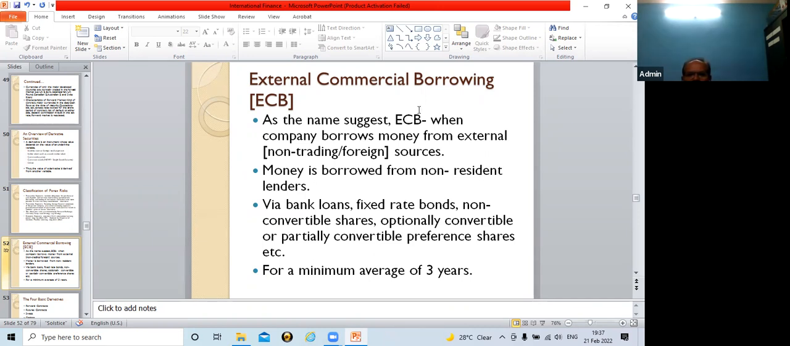Examples of ECB are bank loans, fixed rate bonds, non-convertible shares, optionally convertible or partially convertible preference shares, etc. The average period is 3 years. It may be more than that also, but the minimum average is 3 years.